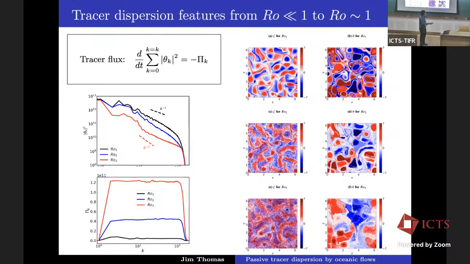So pi is the tracer flux in wave number space, and here I'm plotting the flux across different wave numbers for different Rossby numbers. For the lowest Rossby number case, which is here, this tracer flux is relatively low. But as you increase Rossby number and get to flows like this, we get a much stronger flux, again indicating that the tracer is getting expelled to smaller scales much more rapidly by these sub-mesoscale rich flows.